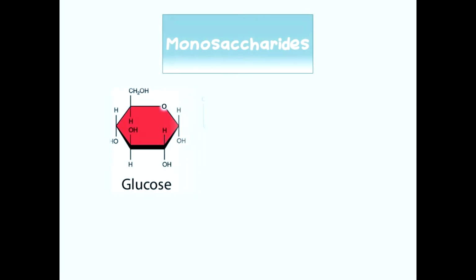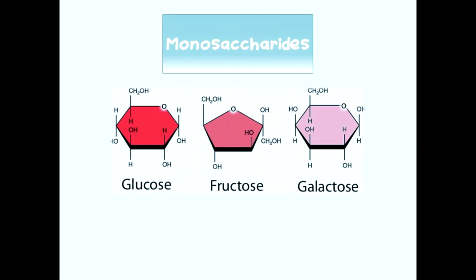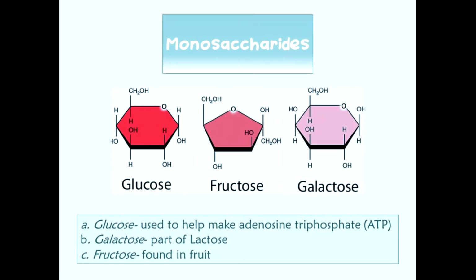Types of monosaccharides. First, glucose, used to help make adenosine triphosphate or ATP. Second, galactose, part of lactose. And last, fructose, found in fruit.